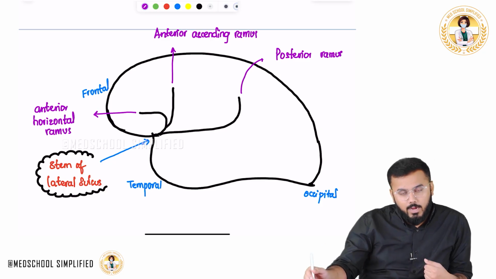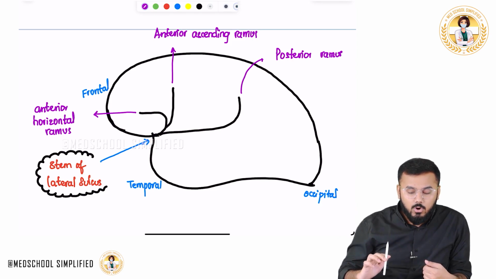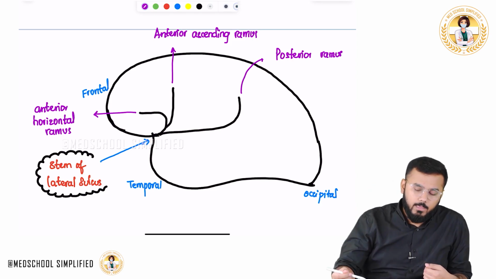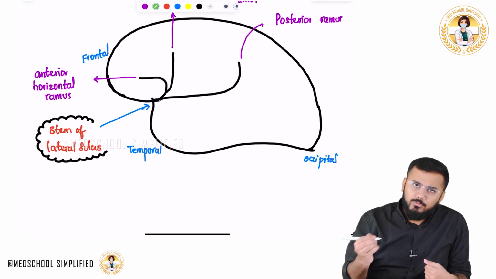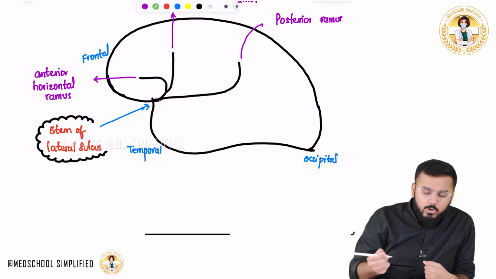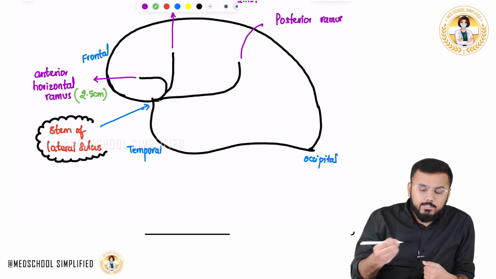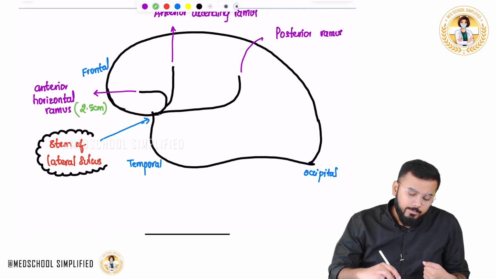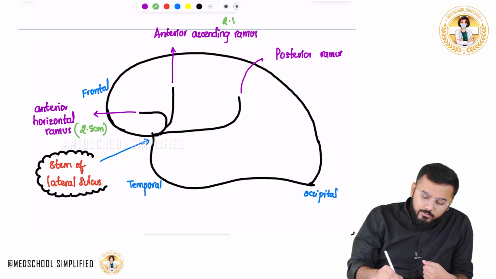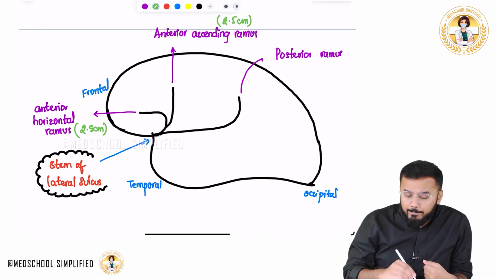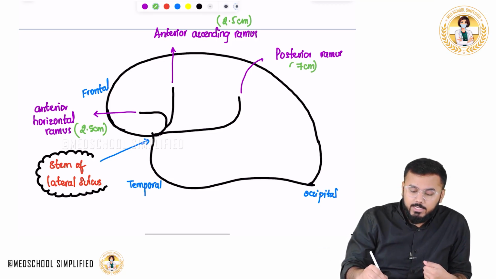Why is it called posterior? Because it is going onto the back. Why is it called horizontal? Because it is horizontally projected. Why is it called ascending? Because it is going up. Now, if you look exactly, which is not important actually, the anterior horizontal ramus is around 2.5 centimeters. The anterior ascending ramus is also 2.5 centimeters. Now compare these two with the posterior ramus. The posterior ramus is a little lengthier, it is 7 centimeters.